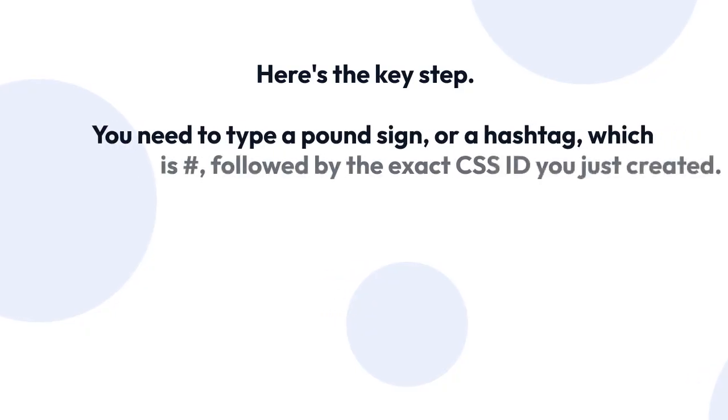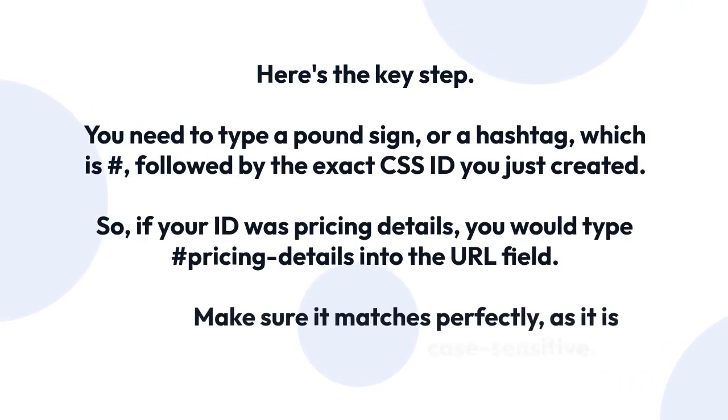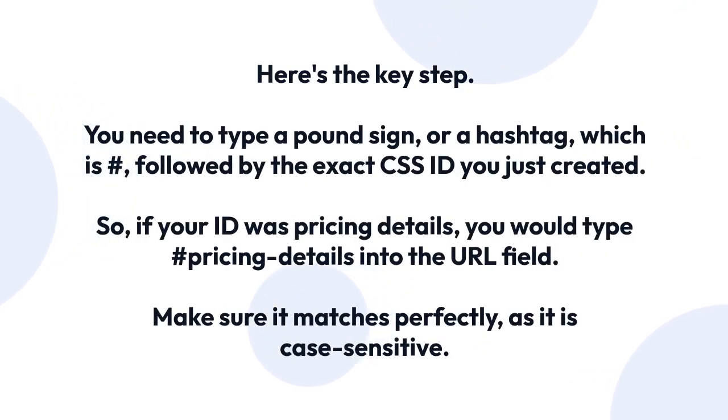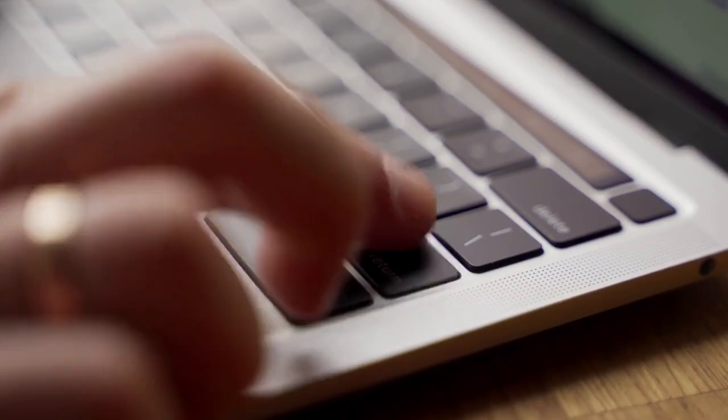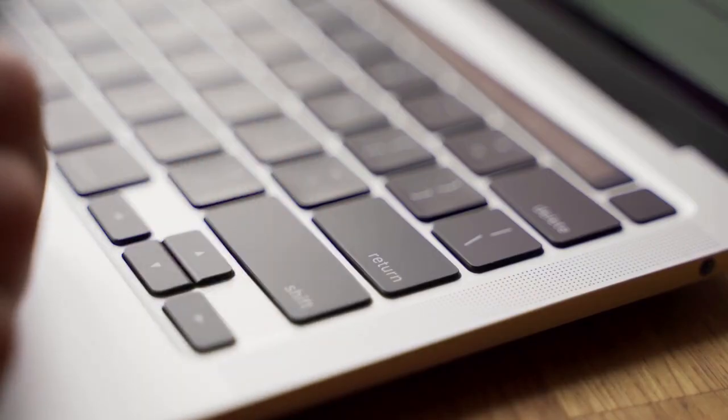Here's the key step. You need to type a # or a hashtag, followed by the exact CSS ID you just created. So, if your ID was pricing-details, you would type #pricing-details into the URL field. Make sure it matches perfectly, as it is case sensitive. Click apply or insert link, and you're done. You have now created a functional anchor link.